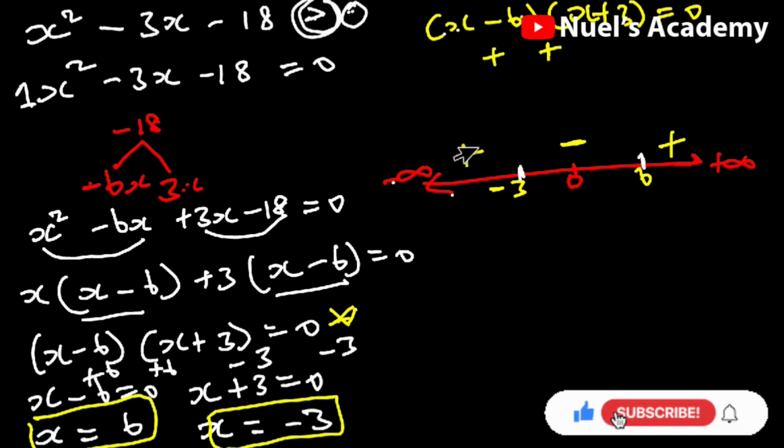So we know that a positive number is greater than 0. Also a positive number is greater than 0, but a negative number is not greater than 0. So the region that satisfies this inequality is this region and then this region.